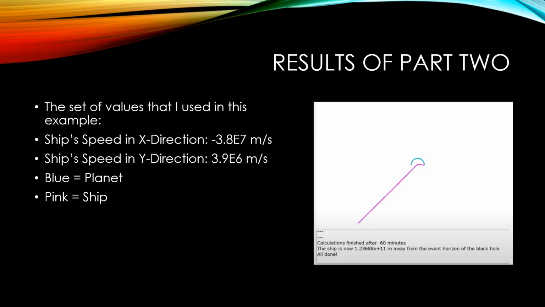And then here are the results of part 2. The set of values that I used in this example were that the ship speed in the x direction was negative 3.8 times 10 to the 7th meters per second, and the ship speed in the y direction was 3.9 times 10 to the 6th meters per second. And the blue line is the planet, and the pink line is the ship. And then the ship is now, in this screenshot, 1.23688 times 10 to the 11th meters away from the event horizon of the black hole.